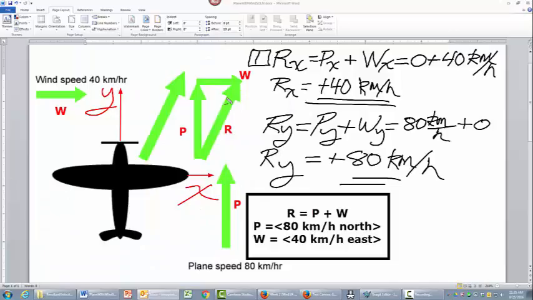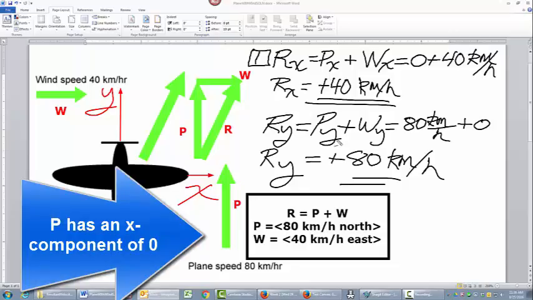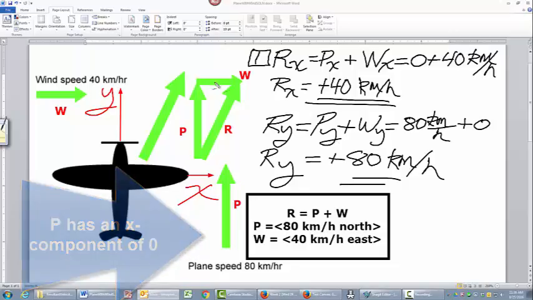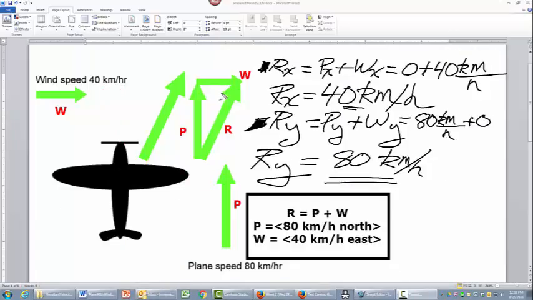The first step is to find r sub x, or the x component of the resultant vector, which is the sum of the x component of the plane's velocity vector, or P sub x, and the wind's velocity vector, or W sub x. Likewise, r sub y is P sub y plus W sub y. To find r sub x, we note that the plane's velocity vector has 0 x component, plus the x component of the wind velocity vector, which is 40 kilometers per hour. We get that r sub x, or the x component of the resultant velocity vector, is 40 kilometers per hour.